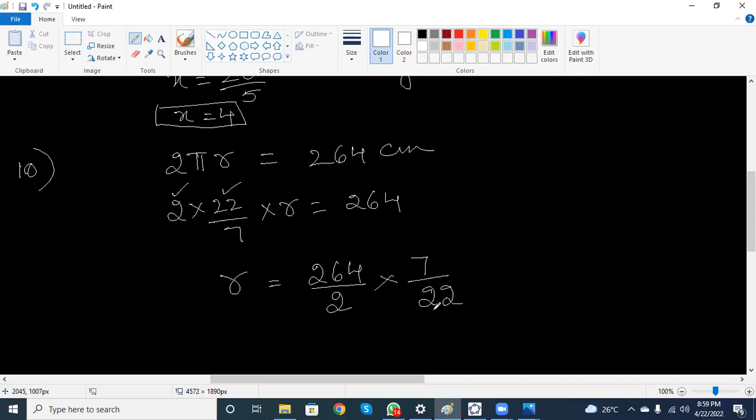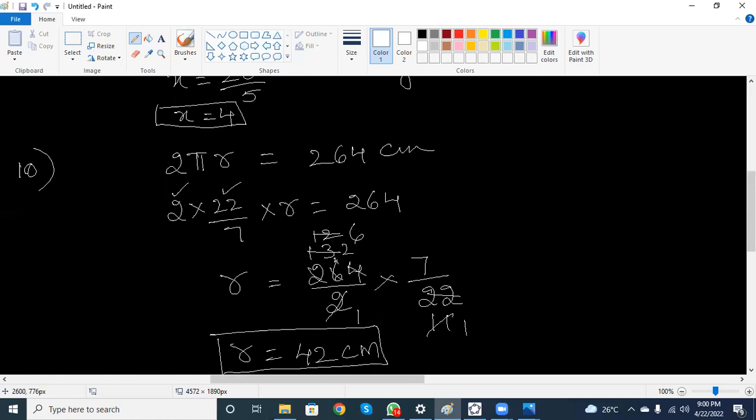So let's simplify this. 11 times 2 11s are 22. 2 1s are 2. 2 3s are 6. 2 2s are 4. 11 1s are 11. 2 is a remainder, 22. 11 2s are 22. Next, 2 1s are 2. 2 6s are 12. So R is equal to how much? 42 centimeters. So this is the radius. One more question.